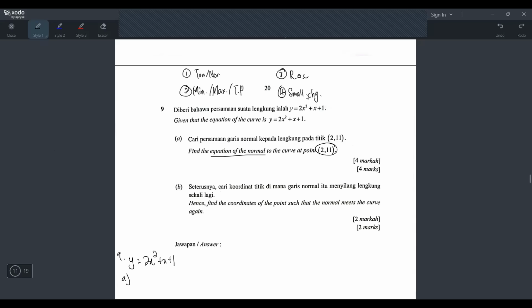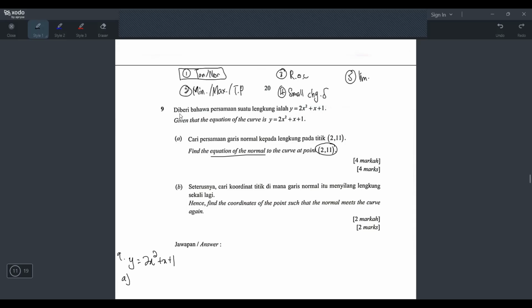And then the fourth type is small change. Small change means perubahan kecil. This one we will use the symbol delta. And then the fifth type of question is the limit. Okay, they will ask you limit, right? So this one, obviously, soalan A, they want you to do is the first type of question, right? Is the type 1 question where they ask you to find equation normal.